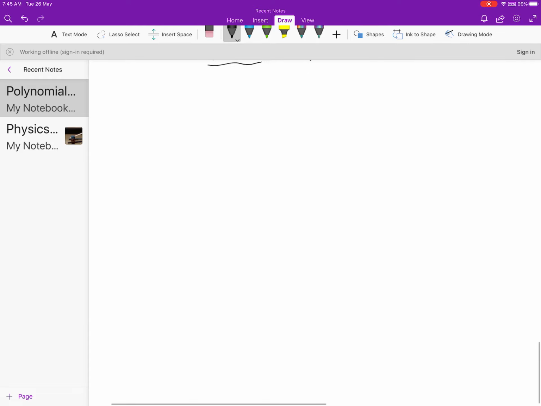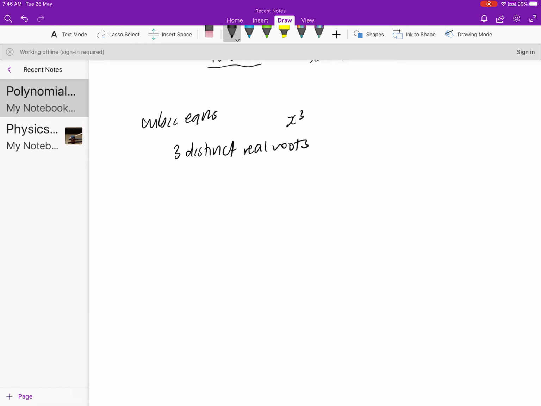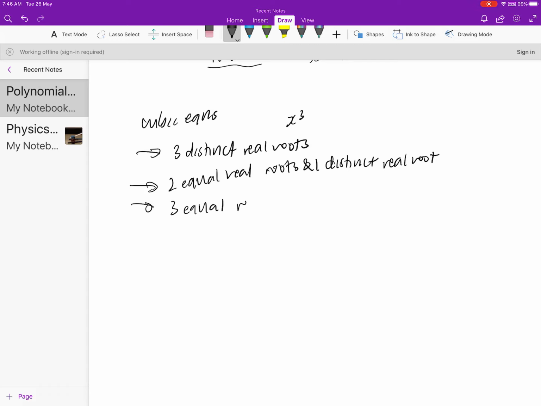Now, it's quite interesting because like quadratic equations, cubic equations also have different natures of roots. So for cubic equations, there are 3 distinct real roots because now it's x cubed. So there are 3 distinct real roots. There can be 2 equal real roots and 1 distinct real root, 3 equal real roots, 1 real root, and 2 non-real roots.